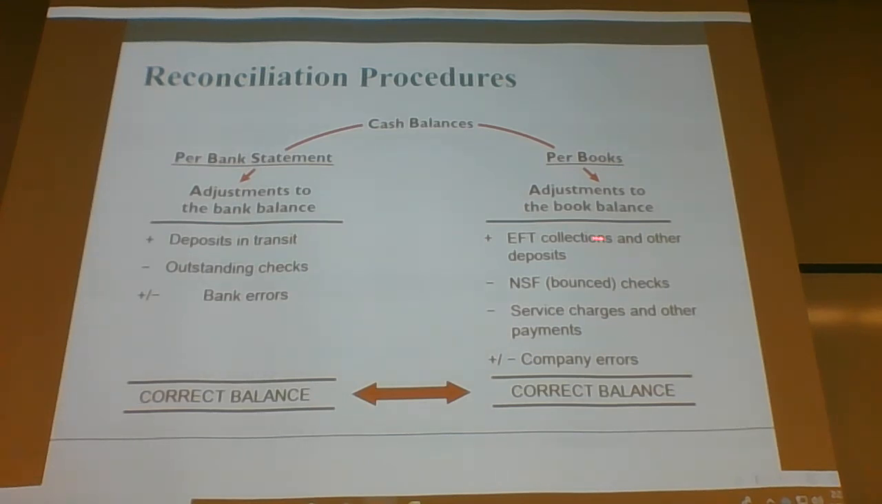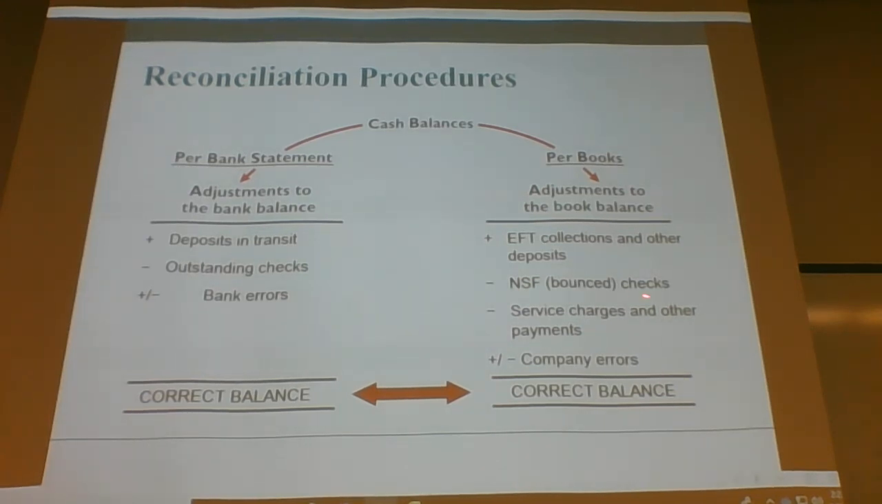Let's look over here at the book side of things. EFT collections and other deposits. A good example of that would be if a business is receiving some payments through electronic funds transfers, well, they don't necessarily know when those payments are going to arrive. So they may not account for these types of cash inflows until they see them on the bank statement. So the bank knows, the business does not know until they see it on the bank statement. So this is a positive addition to the book balance, or the business balance.